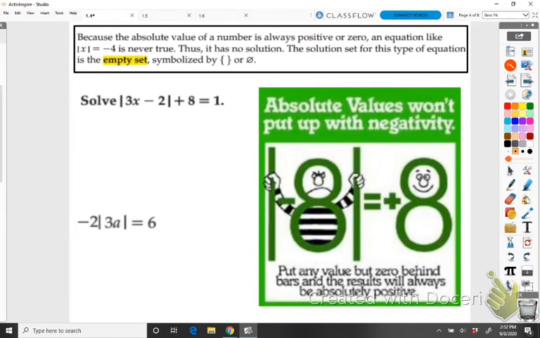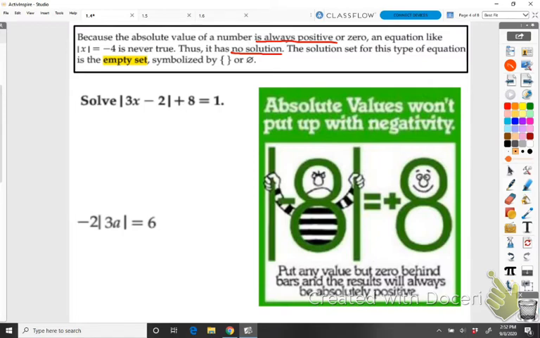Now, here's the exception. Because the absolute value of a number is always positive, or I guess it could be 0 if it's 0, an equation like the absolute value of x equals negative 4 is never true. Thus, it has no solution. The solution set for this type of equation is called the empty set. We can have braces with nothing in it, or the circle with the slash through it. Those are our notations.